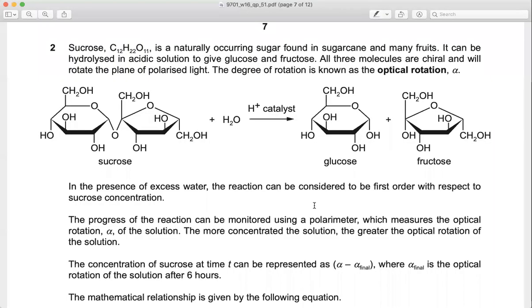So just to recap what you did in the lesson last time, because I didn't really get to go through this question with you. Basically, this question talks about a lot of things that you probably are not familiar with, things like polarized light, optical rotation, and whatnot. But the main point that you need to get out of this whole paragraph is that alpha minus alpha final is your concentration. Okay, so this is what I want you to focus on. The concentration of sucrose is alpha minus alpha final.